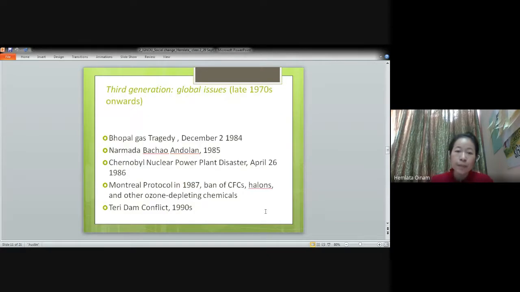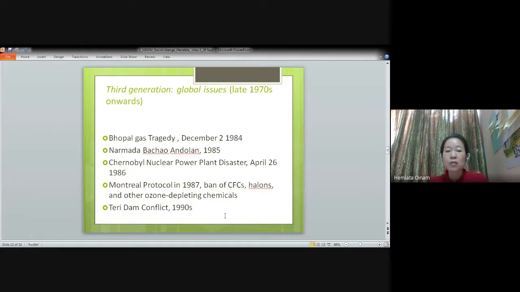Now, the third generation or global level issues are considered as those issues which developed from the late 1970s onwards, particularly the Bhopal gas tragedy, which happened on December 2, 1984, or Narmada Bachao Andolan 1985, or the Chernobyl nuclear power plant disaster on April 26, 1986, and the Montreal Protocol in 1987, where a ban of CFCs, halons, and other ozone-depleting chemicals came through this protocol, or the Tehri Dam conflict in the 1990s again.